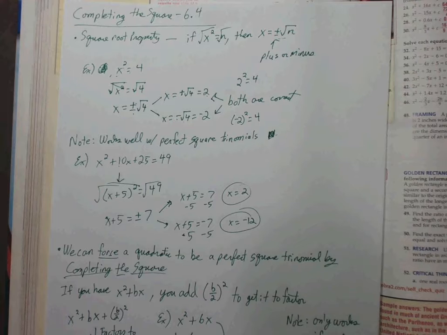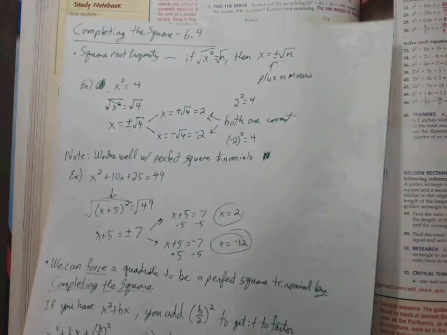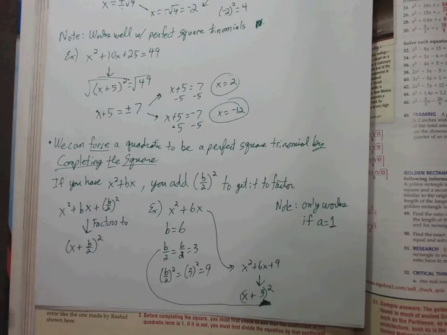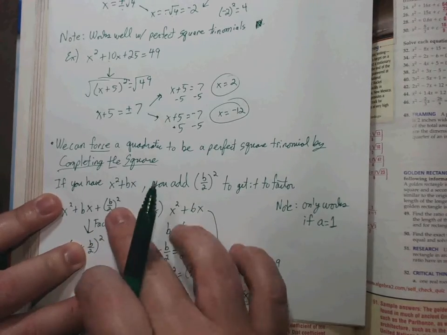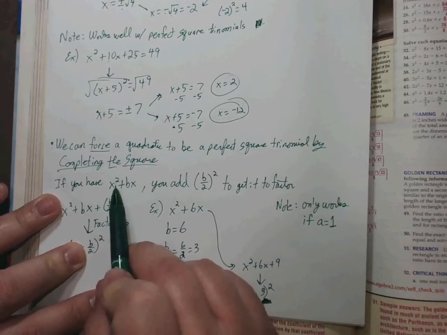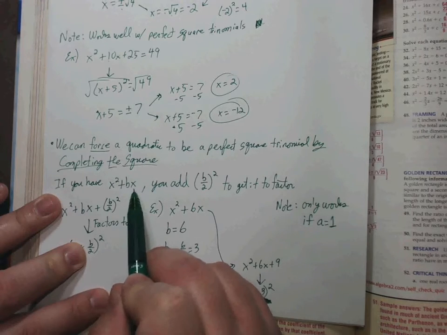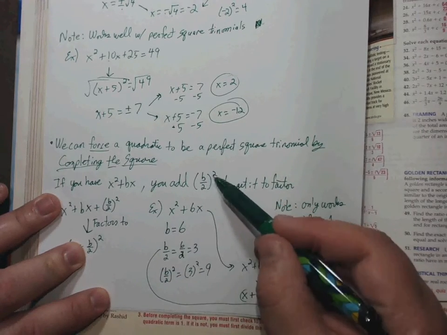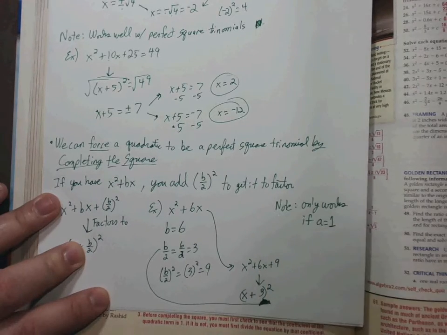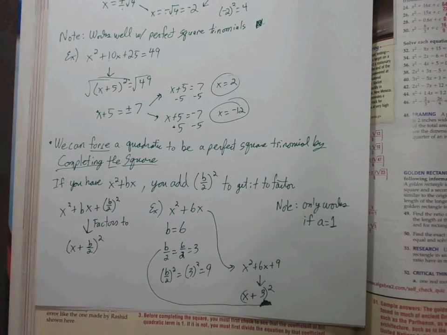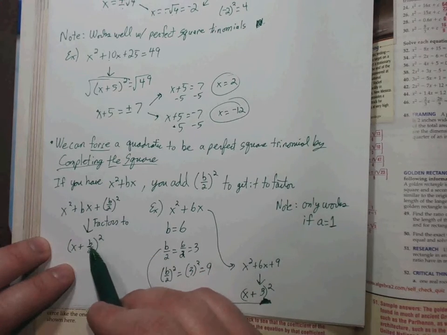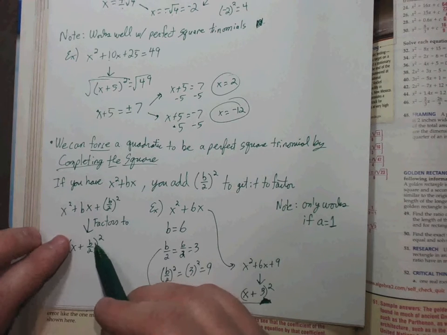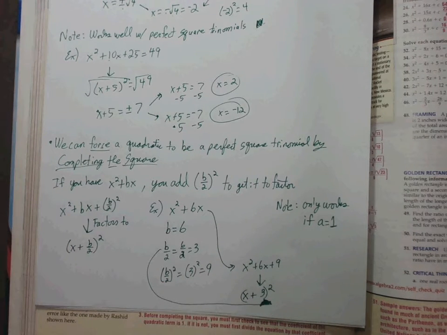Now we can force quadratics to become perfect square trinomials by completing the square. So that's what we're going to do. And this is the general form. I'm going to go over some problems with it. Let me go through the explanation. If you have x squared plus bx, you add b over 2 squared to get it to factor. And how does that factor? Well, if you add b over 2 squared, it factors to x plus that b over 2, and then that whole binomial is squared.